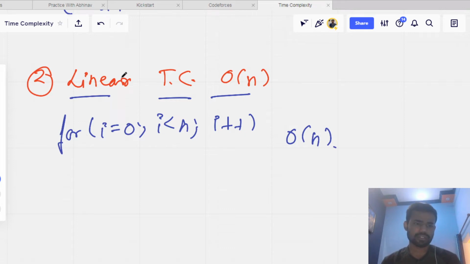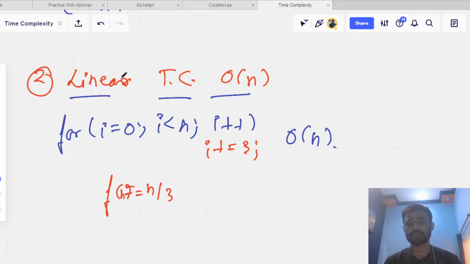Now one more thing. For example, here in place of I plus plus, there is I plus equal to 3. Let's take it I plus equal to 3, which means in every iteration I is increasing by 3. So the function will become f of n is equal to n by 3. You can say that this function is n by 3. भाई 3 का इंक्रीज हो रहा है ना, so सिर्फ n by 3 times रन होगा. This loop will run only n by 3 times.